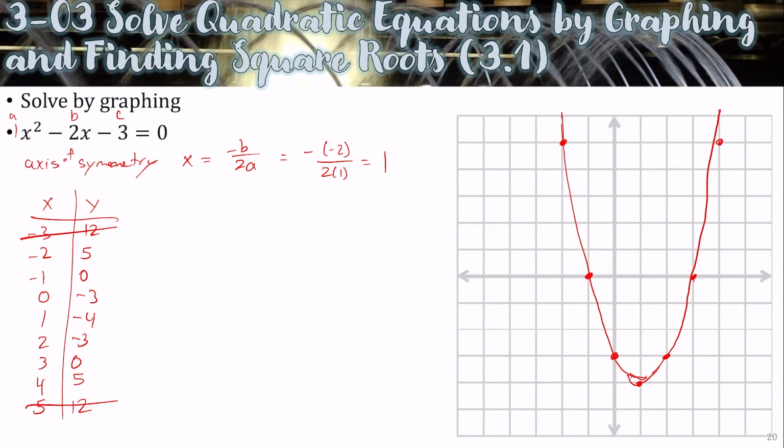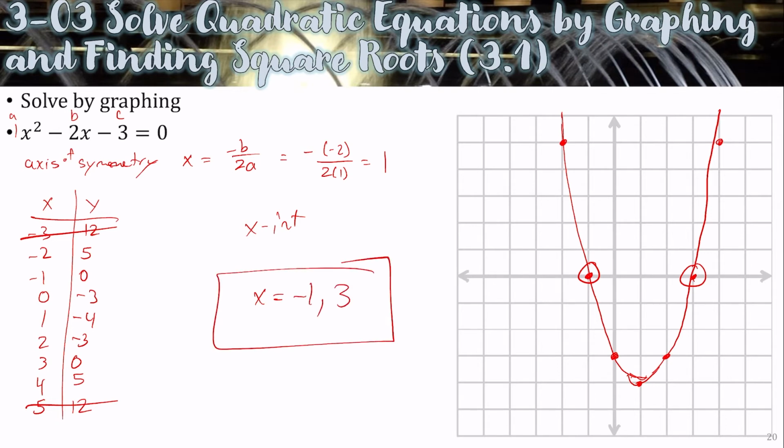And we're looking for the x-intercepts. It's here and there. So where is that? Negative 1 and 3. So those are our solutions. Solving by graphing.